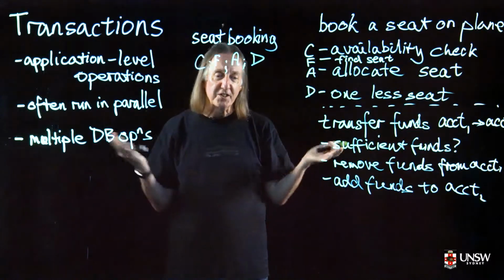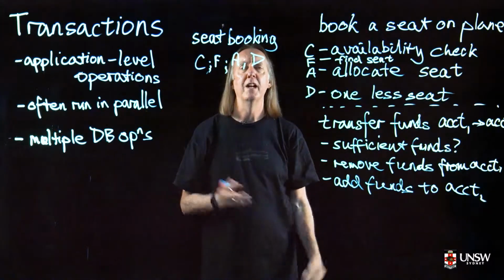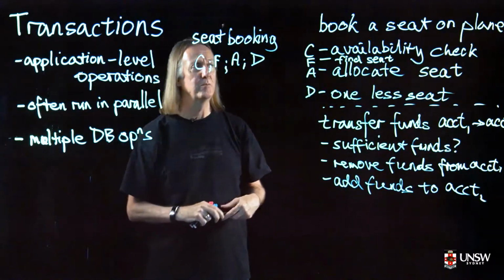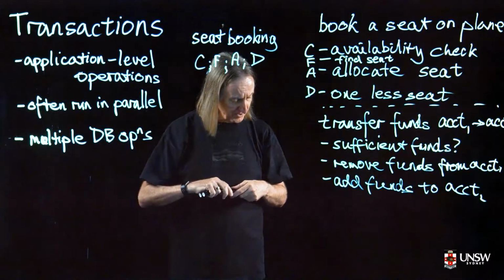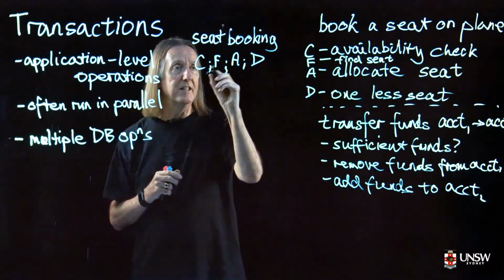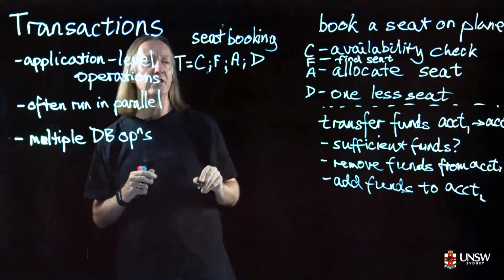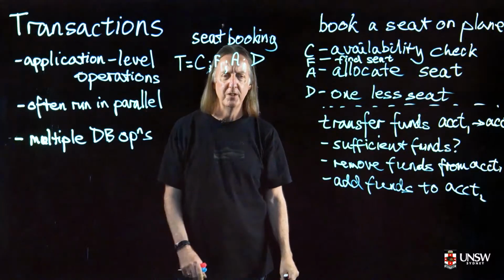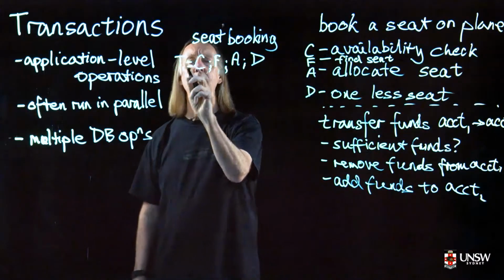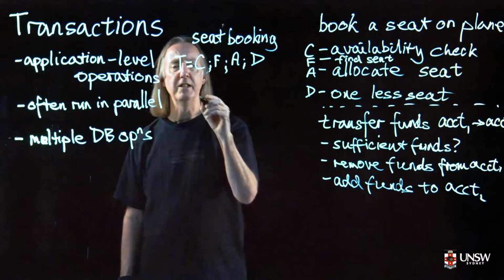So if we've got a single person using the system at a given time, those operations will run and everyone's happy. But if we've got multiple people trying to book seats at the same time, there are some potential problems that can arise. So let's call each of these sequences of operations a transaction T, and I'll use subscripts to indicate different transactions. So the standard seat booking transaction is C, F, A and D.